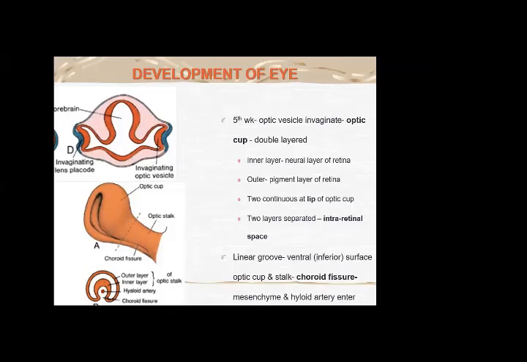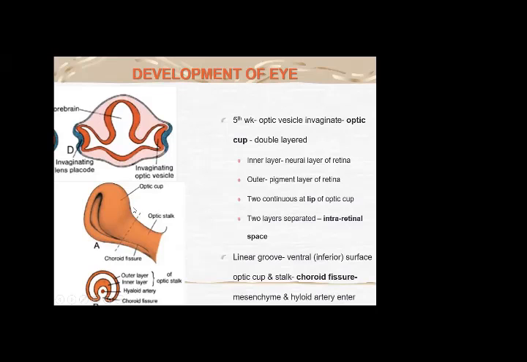This is the drawing taken from Langman. It's a beautiful drawing, now you will understand. This is the optic cup, the whole structure. This is the outer layer of the optic cup, and on the inside you have the inner layer. The outer layer, I just told you, develops into the pigment part of the retina, and this inner layer is thick and develops into the neural part of the retina. The two layers are continuous over here. This is the margin of the optic cup.